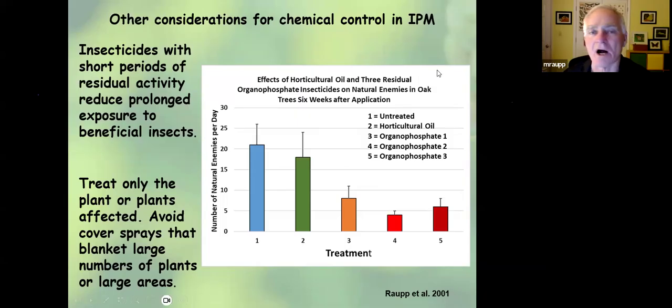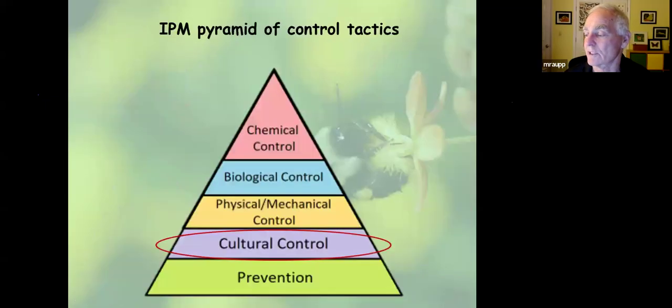Whereas if we used an OMRI listed material, one labeled for organic food production like horticultural oil, there's no significant difference between the plants we treated with horticultural oil and the untreated plants. So your choice of insecticides is going to be critically important to help conserve beneficial insects.